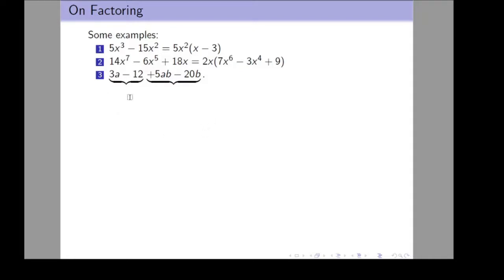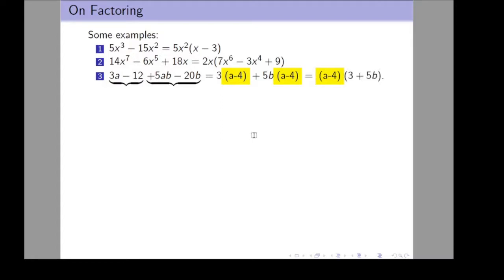So for the first two terms, I have a 3 in common. For the second two terms, I have a 5b in common. So separately factoring those out, you now nicely notice that each of them has an a minus 4 term. So with that, that's going to be my A. So this is kind of using that last expression we had from the previous slide. So my A is the a minus 4.